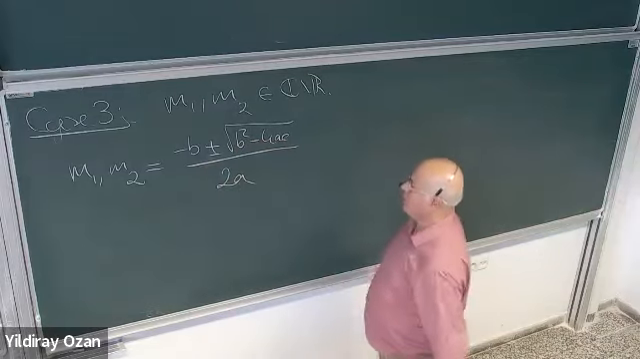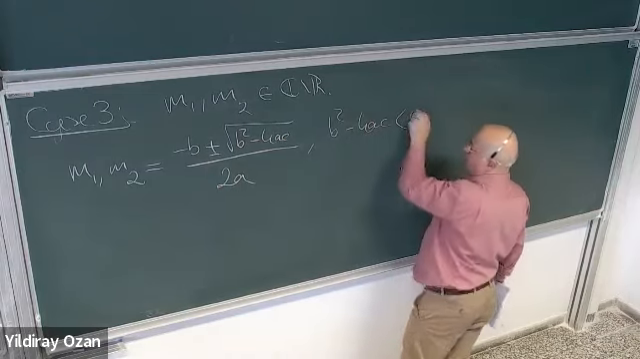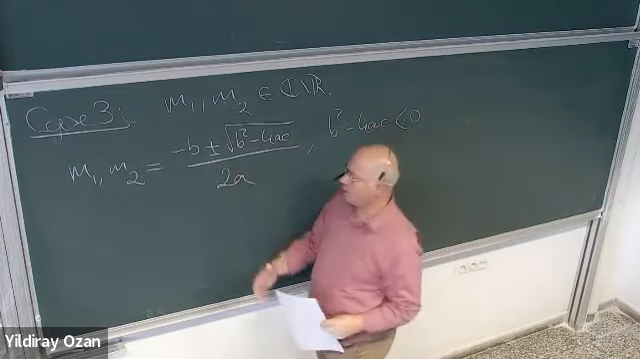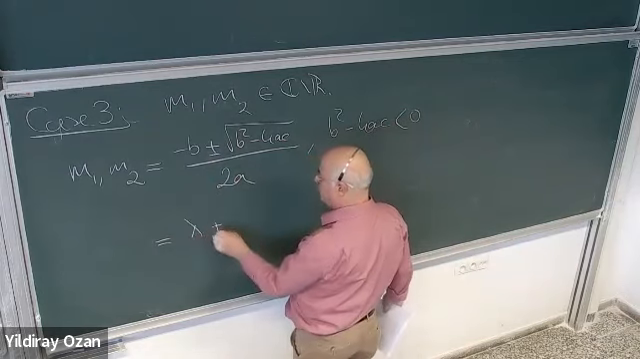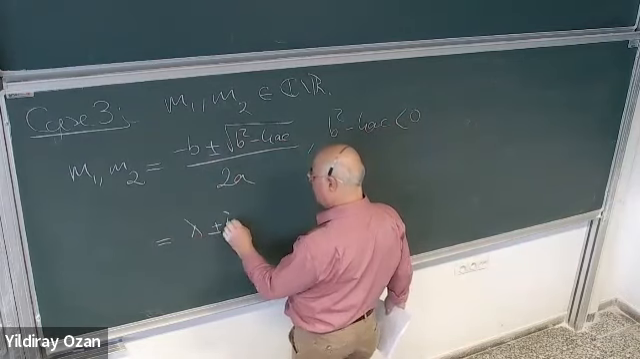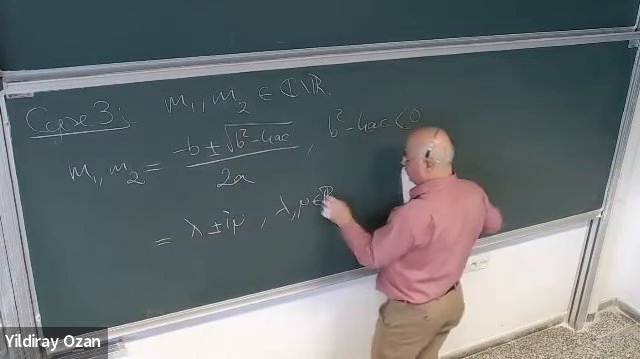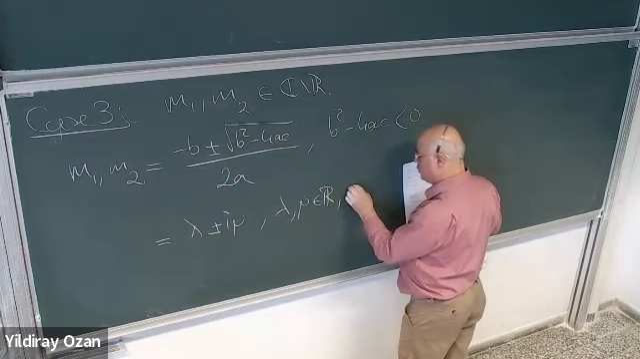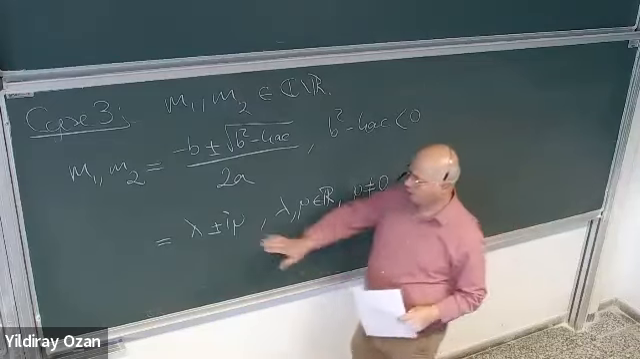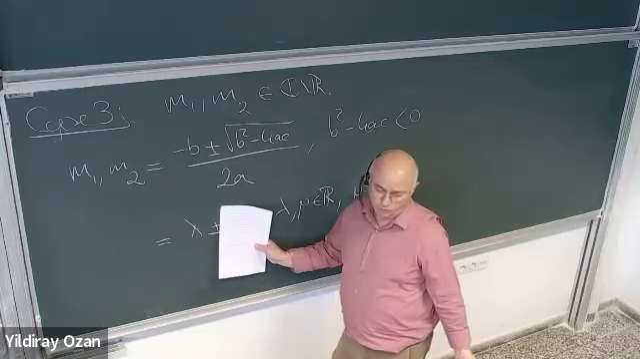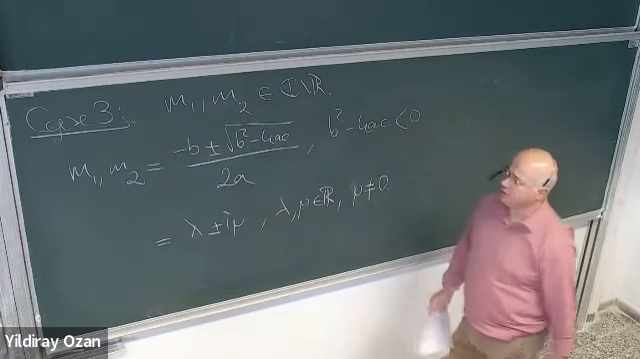So this means that b squared minus 4ac is negative, right? So that the roots are imaginary. Let's write these roots like this: lambda plus minus i times mu, okay? Here lambda and mu are real numbers, and we know that mu is not zero, because if it were zero, then the roots would be real numbers, but we know that they are not real.